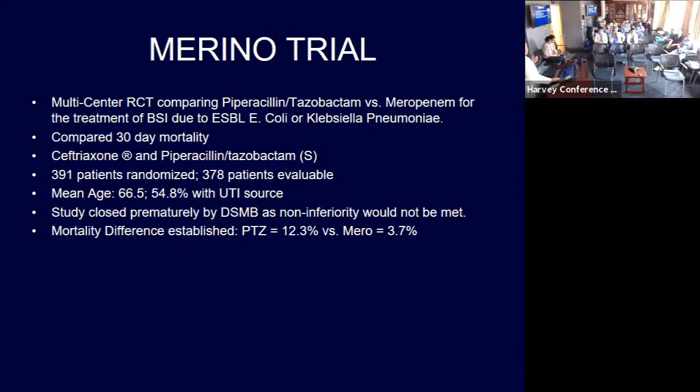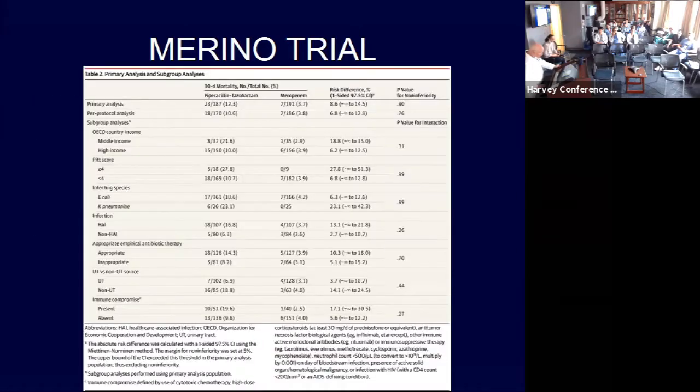And what they found was, and it was a study that was stopped by the DSMB, there was about a 12% mortality in the piptazo arm and only 3% mortality in the carbapenem arm. And this was actually published in JAMA. I took this right from the article. This data now is out there and really supports that we should be using carbapenems for patients who have ESBLs.